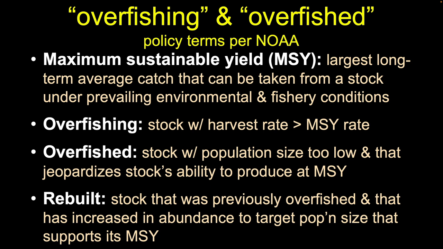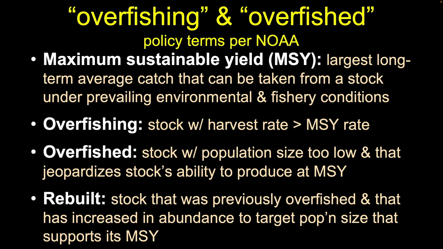Okay, so let's talk a little bit about this idea of overfishing and overfished. These are policy terms. And so here I'm using the NOAA terminology, the US federal regulator terminology. Key idea here is MSY, or maximum sustainable yield. I'll show you what that means in a second, but conceptually it means the largest long-term average catch we can take from a stock, given the current conditions, that won't harm the long-term productivity of that fish stock.